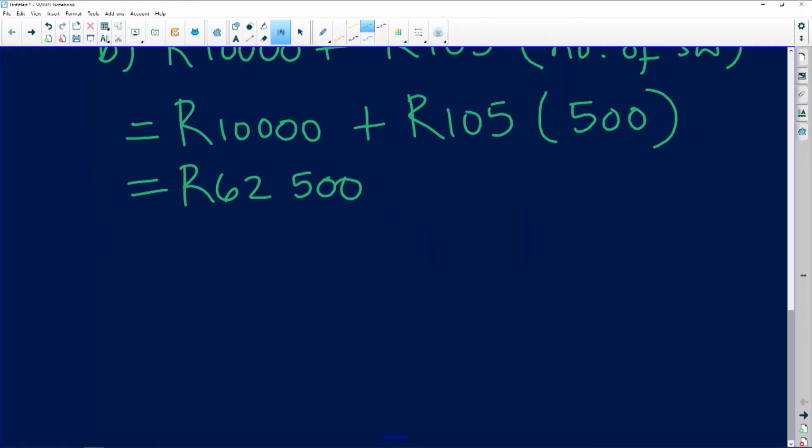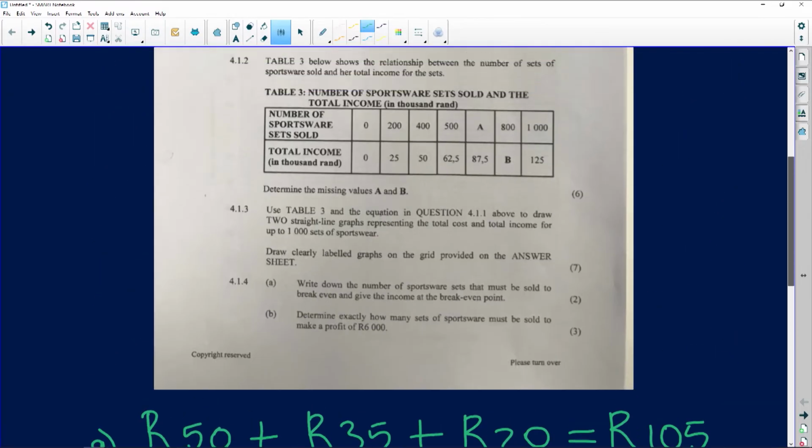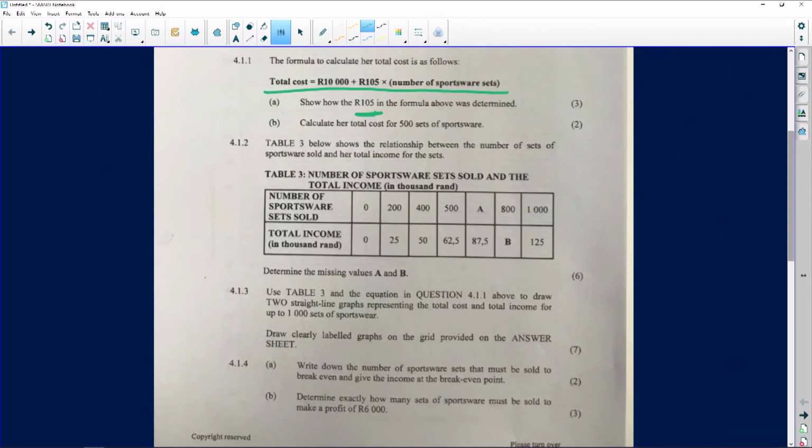Okay, so we've got that now. In the bag, that was 2 marks. We've got our 2 marks in the bag. Let's go to the next question. The next question says to us, the table below shows the relationship of the number of sets of sportswear sold and her total income. So I want to show you what this table looks like so that you're not in the dark. Here's the table that I'm talking about.